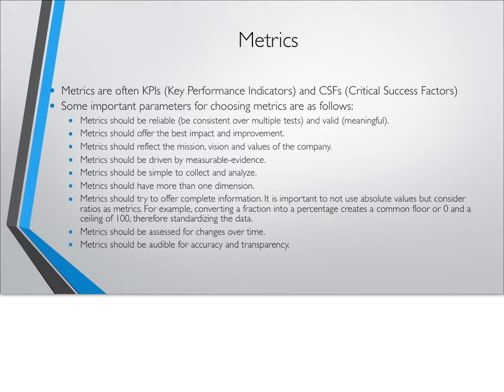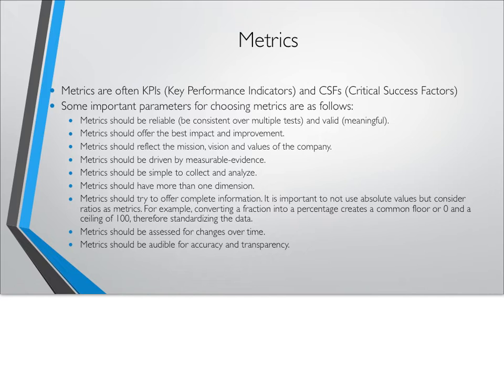So some important parameters for choosing metrics are as follows. Firstly, metrics should be reliable, which is, consistent over multiple tests and over time, and valid, which is, they must be meaningful, they must mean something. They should be measurable, and they should also be consistent in their measure over time. If they are very variant, then you really don't know if that metric was the right choice or not. Metrics should offer the best impact and improvement. Metrics should reflect the mission, vision, and values of the company.